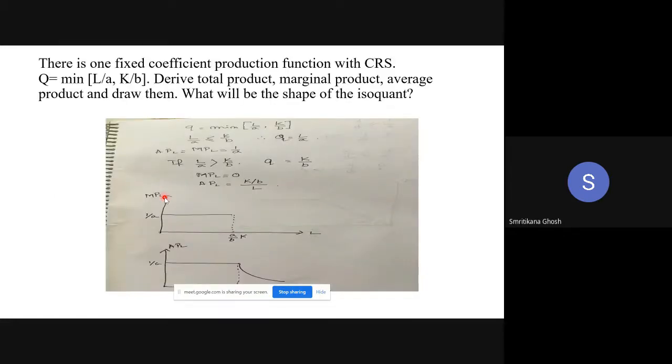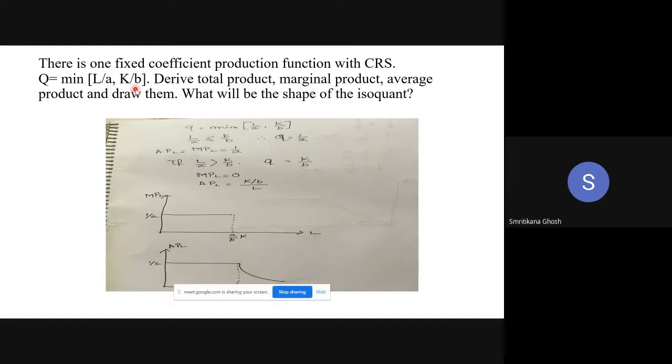Now, as from production so many questions are coming, this is one question. Look, this is called the fixed coefficient production function. This is also in our syllabus. How does it look? Fixed coefficient production function. It is like this: Q is equal to minimum of L by A, K by B.